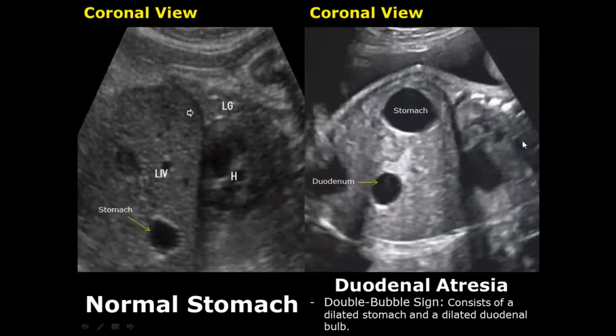Here we have a coronal view showing us the double bubble sign. The stomach and the duodenum are dilated.